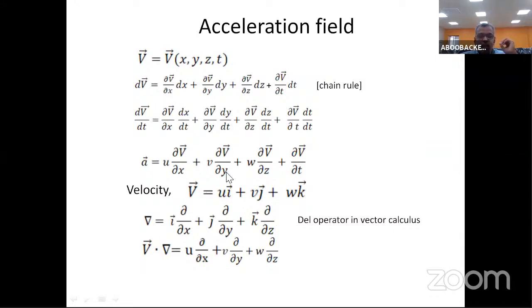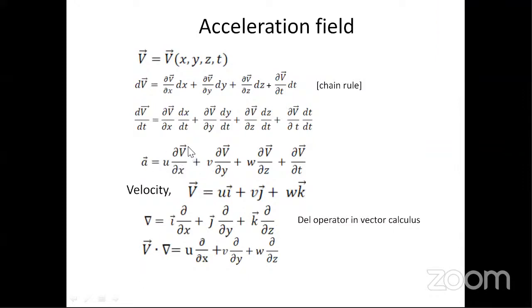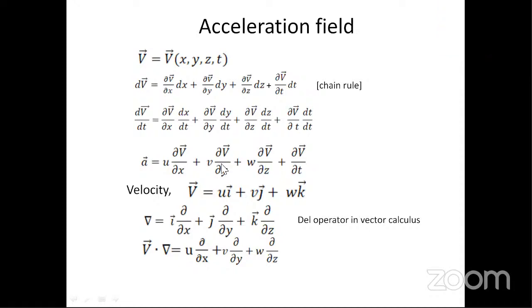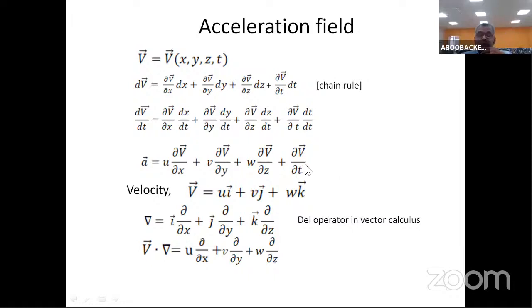And so in this acceleration, the first terms are called the convective acceleration in x direction, convective acceleration in y direction, convective acceleration in z direction, and this is local acceleration. So the total acceleration is the combination of local acceleration plus convective acceleration. So this convective is the change from space, velocity changing with respect to space. So the acceleration caused by change in position is convective, and with respect to time at a particular position is this.